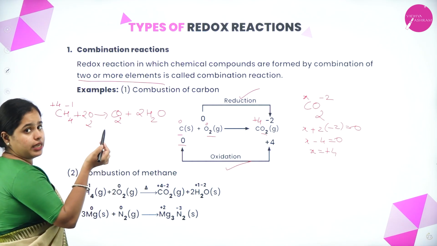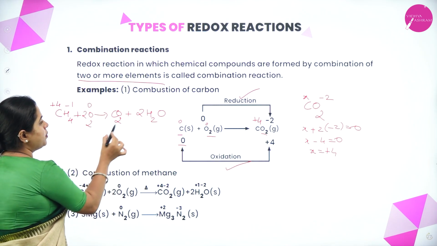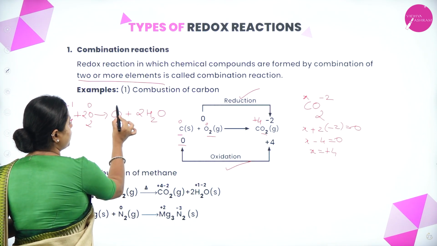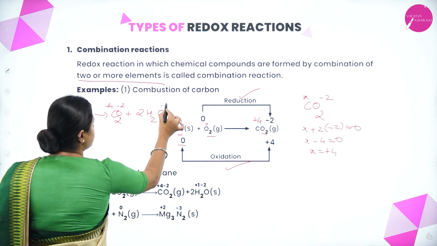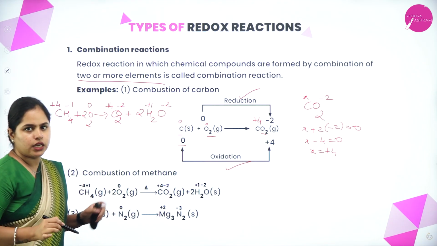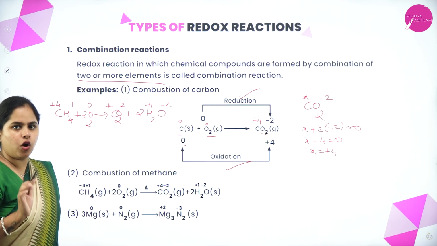Oxygen again it is in its elementary state, so it will be 0. Carbon dioxide we already know. Just now we calculated. For oxygen it is -2, carbon it is +4. For water it is -2 and +1. Right. So this is how we can obtain the oxidation numbers.